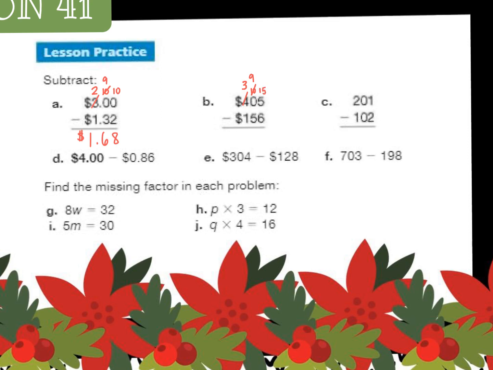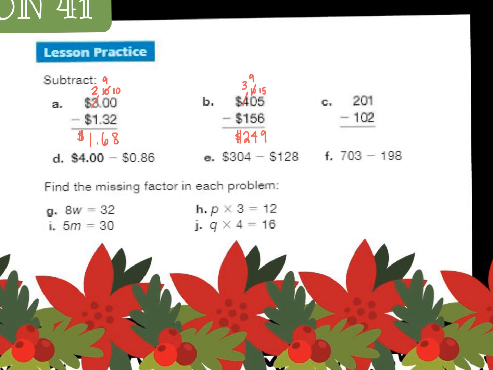Okay. And then you subtract. So what's 15 minus 6? 9. Mm-hmm. And then 9 minus 5 is? 4. And 3 minus 1? 2. Yes. So 249. Very good. Okay, my last one on the top. Go ahead and walk me through this one.